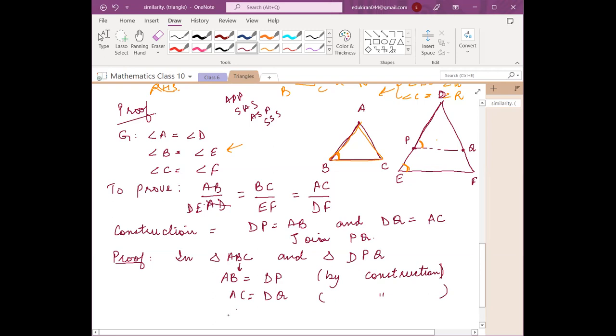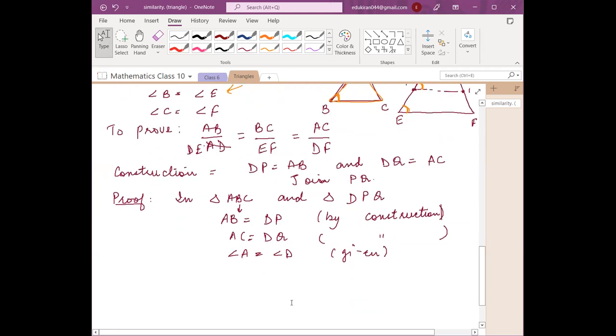What else? Ma'am, angle A is equal to angle D. Very good. It is given. So the three conditions are satisfied. So which criteria now? Yes, SAS. So by SAS criteria, these two triangles are congruent. Triangle ABC is congruent to triangle DPQ, and by CPCT, angle B is equal to angle P. So this I wanted to show.